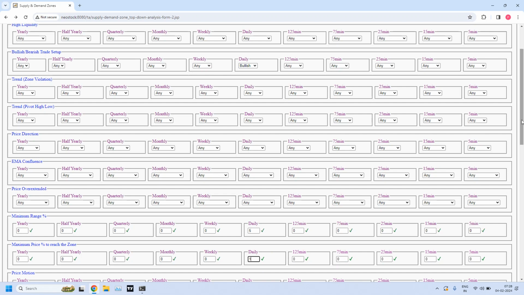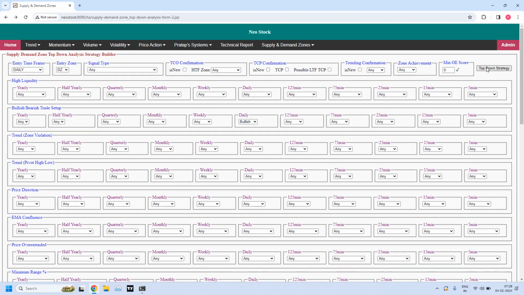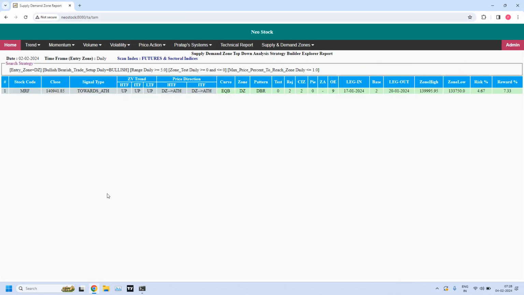If the list is too small, we will increase to 2. Even then, if the list is small, we will increase to 3. Let us see multiple different reports. Only one stock is there. MRF is within 1%.